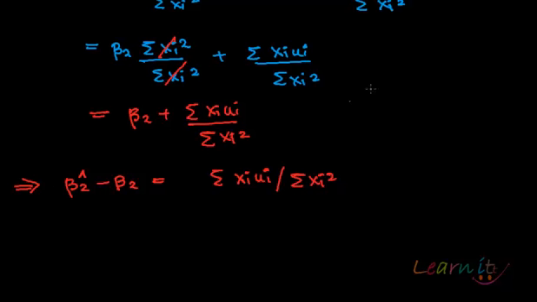Now if I take the square of this, and I take the expectation of this, then this becomes the formula for the variance. So in this case, this is basically this.